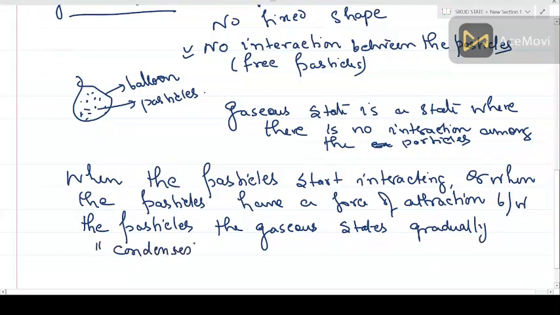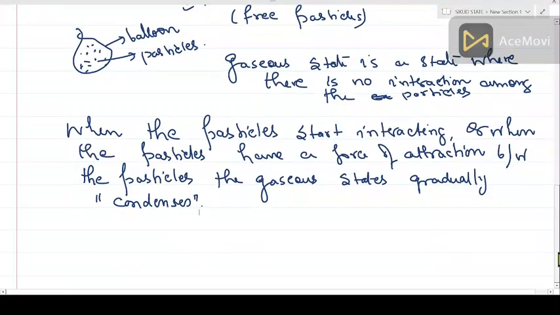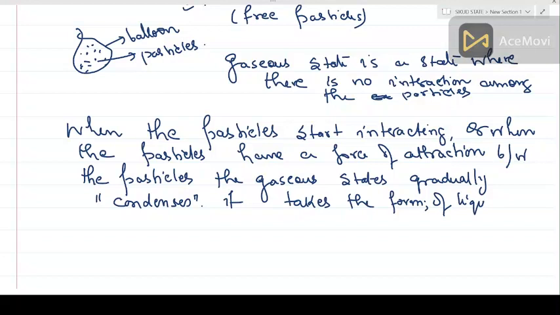The gaseous state gradually condenses, and that is the condensed matter. Gradually condenses means the particles are coming close together, they are starting to have a force of interaction between themselves. When it gradually condenses, it takes the form of liquid. When the force of attraction further increases, then it goes to solid. There are many intermediate states in between, like the rubbery state, the glassy state, the amorphous and crystalline. All these are condensed states of matter. So condensed state means a state where the particles have interaction among themselves, a force acting between them.